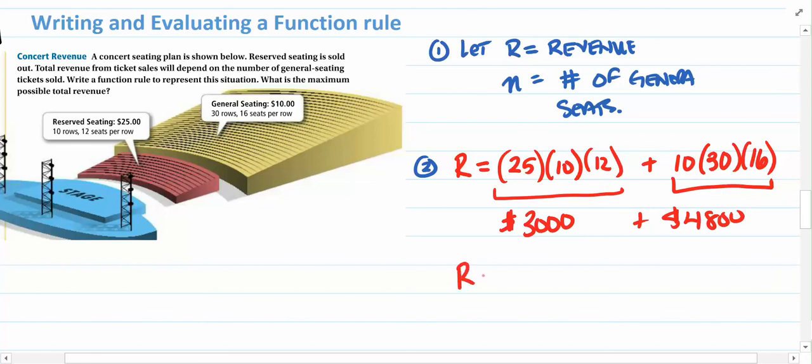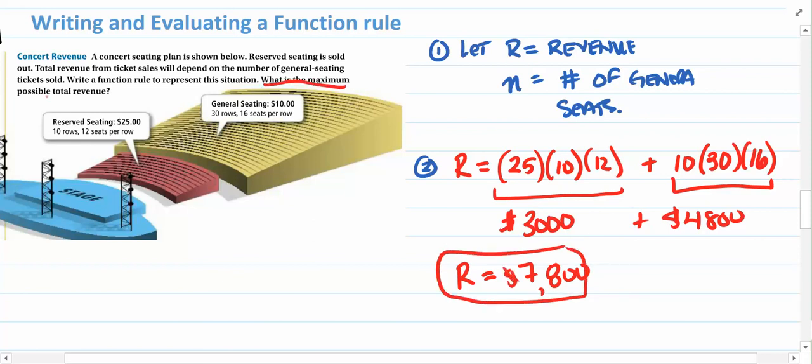So the maximum total amount of revenue that we could create would be $7,800. So this answers the second part here: what is the maximum possible revenue total? If I wanted to figure out the general rule, I would say that my revenue would have to be equal to the 3,000 that we get from the sold out reserved seating section plus 10 times n, where n is the number of general seats.